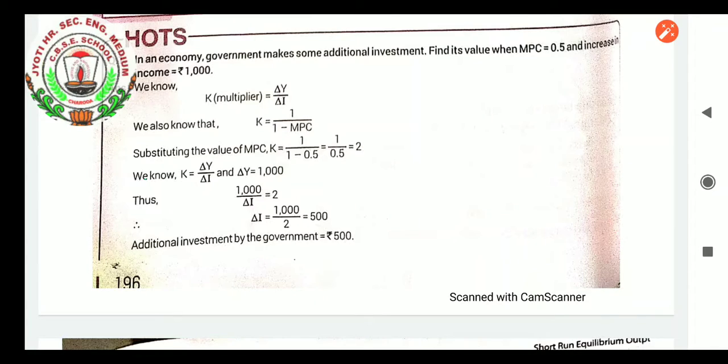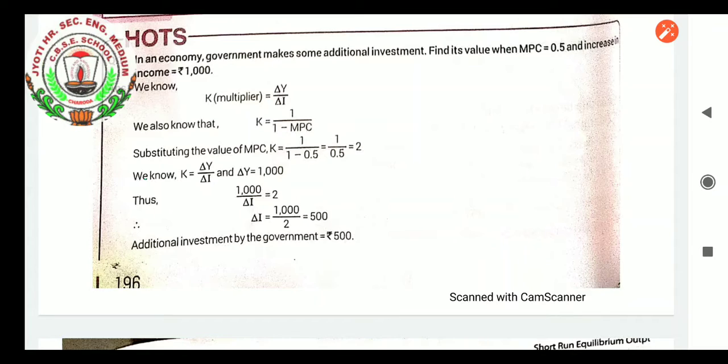In an economy, government makes some additional investment. Find its value when MPC equals 0.5 and increase in income equals rupees 1000. We know K multiplier equals delta Y upon delta I. We also know that K equals 1 divided by 1 minus MPC. Substituting the values, K equals 1 divided by 1 minus 0.5, that is 1 divided by 0.5, equals 2. What has been the impact, students? It is showing how the changes occur by substituting the values of MPC.